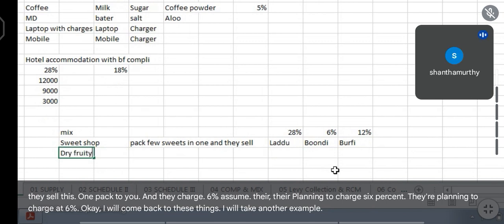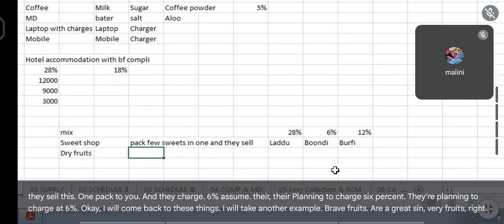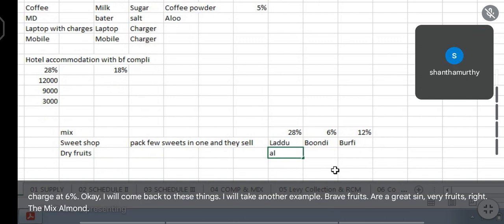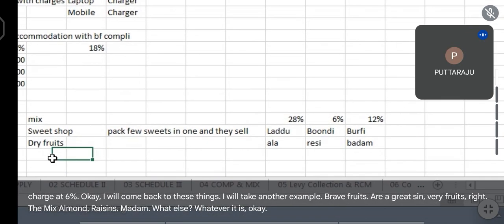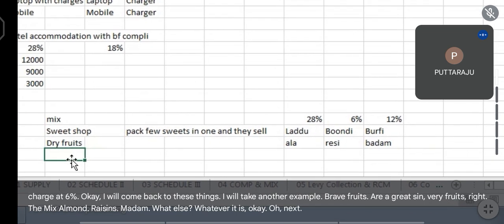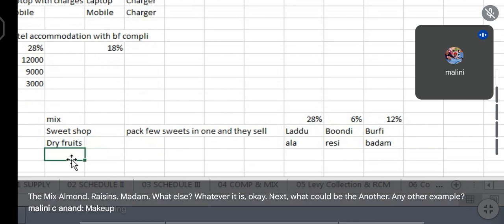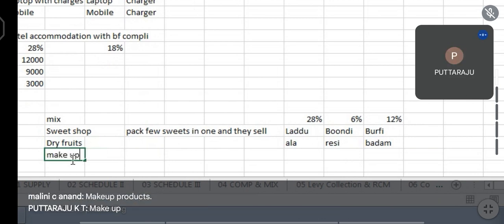Dry fruits. Have you seen dry fruits? Yes, sir. They mix almonds, raisins, whatever it is. Okay. Next, any other example? Makeup products. Makeup items.